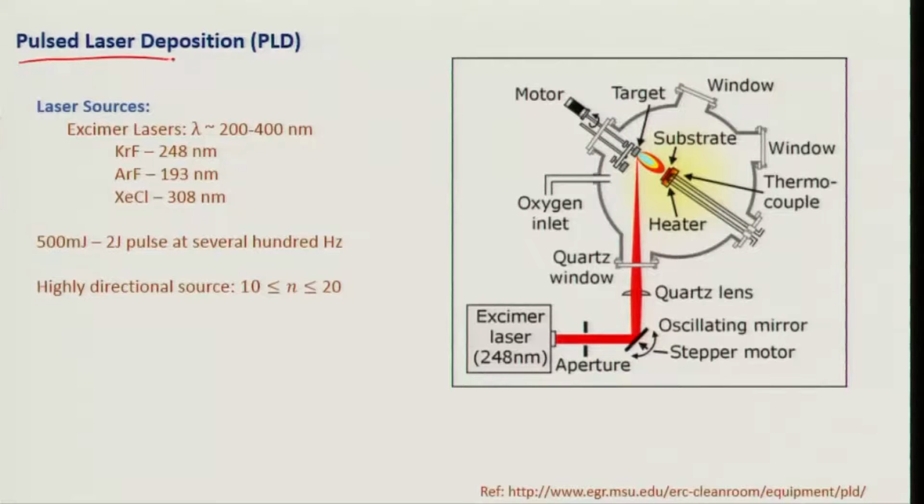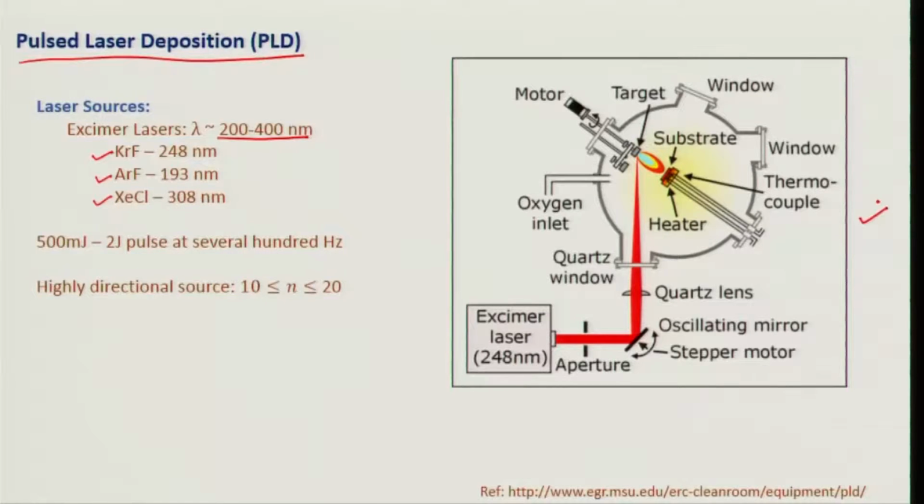As the name itself suggests, we are going to use a pulsed laser to deposit our material. We use lasers mainly with a wavelength of 200 to 400 nanometers. These are called excimer lasers, and these wavelengths are easily absorbed by most of the materials that we want to deposit. Some examples are krypton fluoride, argon fluoride, xenon chloride, or a mixture of these. And these are their wavelengths.